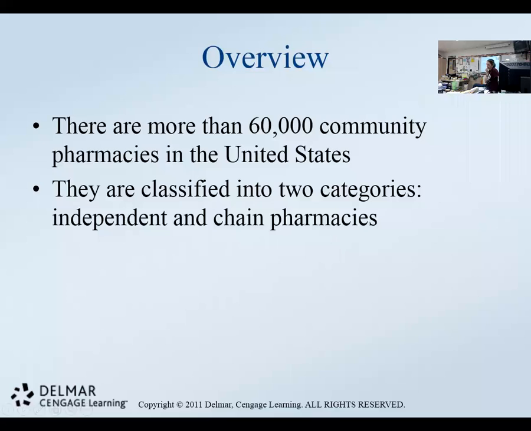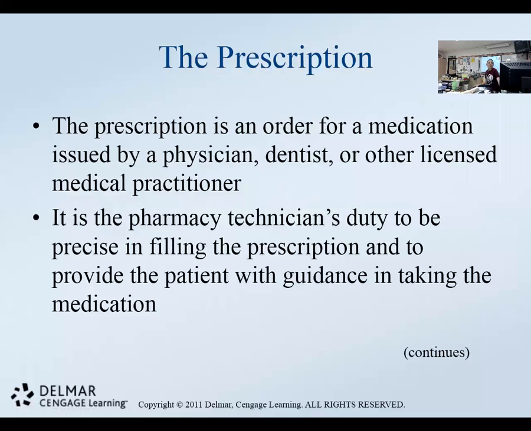Okay, so community pharmacy. It says there's more than 60, and this is an old number. I'm sure there's more now. 60,000 community pharmacies in the United States. You can have independent or chain. Okay, so Miller's would be like an independent because CVS would be a chain. Says a prescription is an order for the medication.